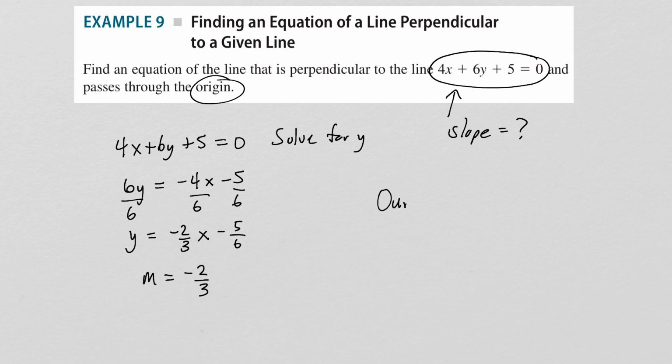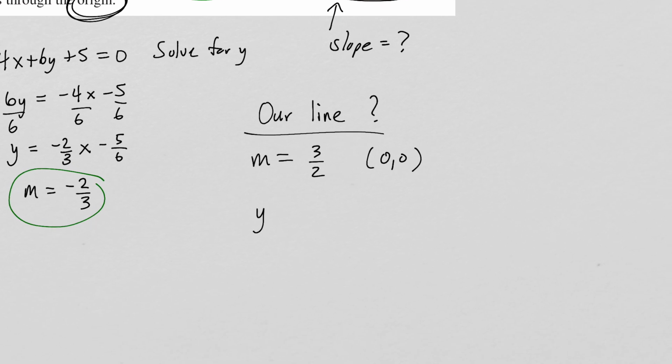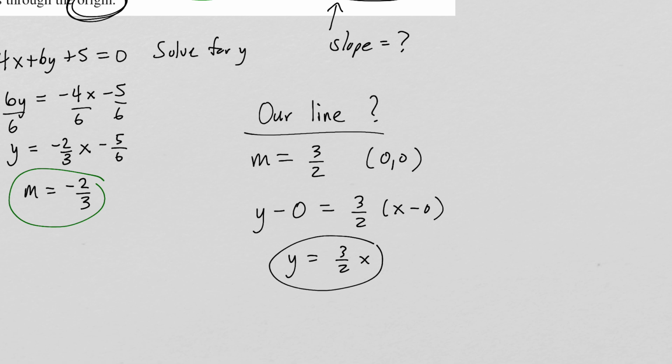So for our line, what's the slope going to be? Well, we know that our line is perpendicular to this line. So if the slope of this line is -2/3, the slope of our line is going to be +3/2. And then they did tell us that they wanted to pass through the origin. The origin just means the point 0, 0. So the equation for our line is going to be y minus 0 is equal to 3/2 times x minus 0. And this is simply y is equal to 3/2 x.